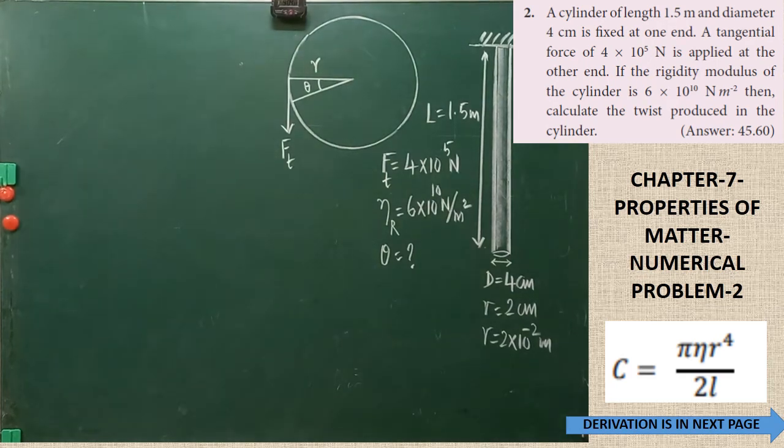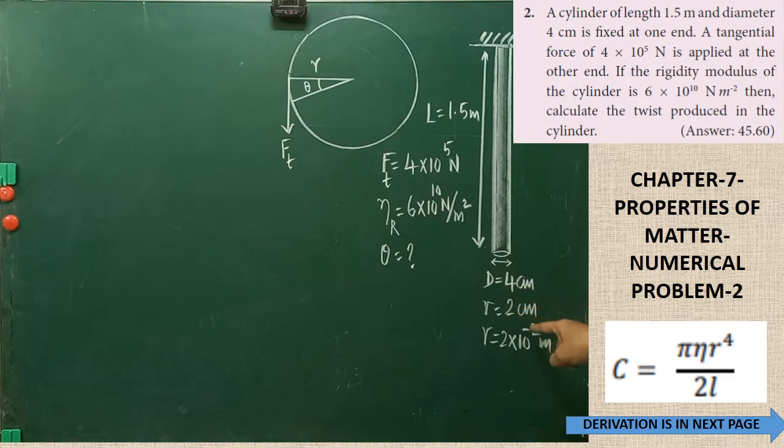Now we are going to solve the second problem in the properties of matter lesson. This is somewhat tough to solve. I will explain later. We will go for the solution. You have to imagine a cylinder. The length of the cylinder is 1.5 meter and the diameter of the cylinder is 4 centimeter.